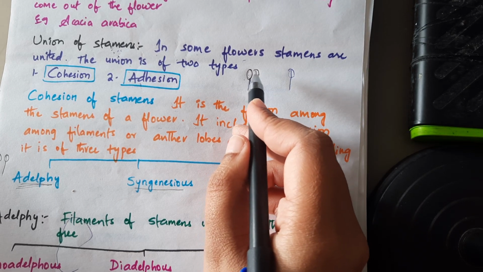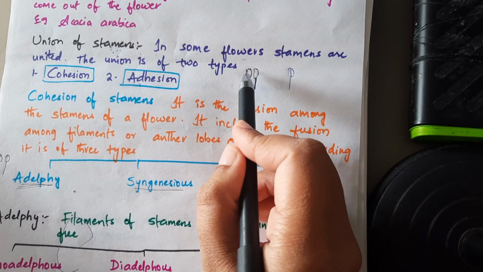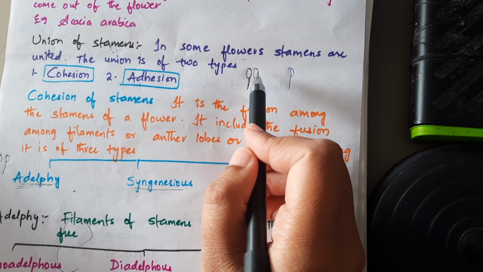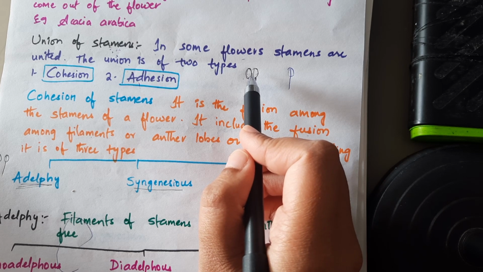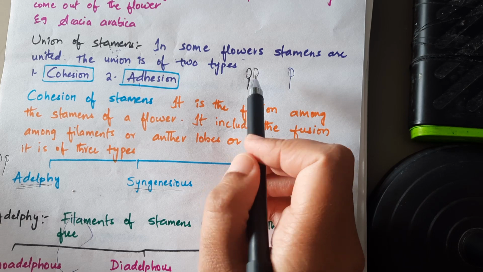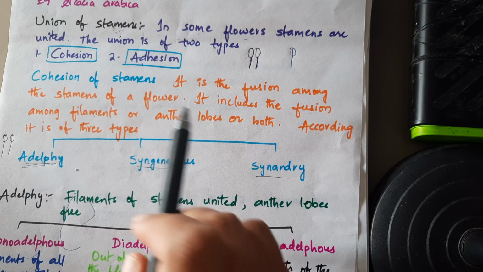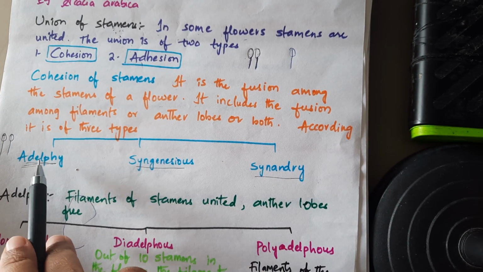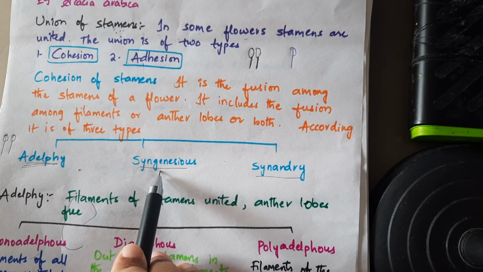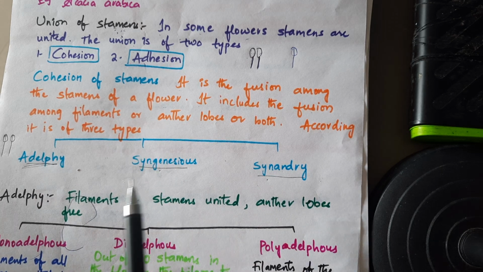So this is the cohesion. Cohesion is nothing but the fusion among the stamens. If the stamens fuse, that condition is called the cohesion. They themselves fuse; they will not fuse with the corolla, calyx or gynoecium. Only fusion between the stamens is known as the cohesion. Further, this cohesion is divided into three types. First one is known as the Adelphi, second one is the Syngenesious and third one is the Synandry. Let us see all these three one by one.